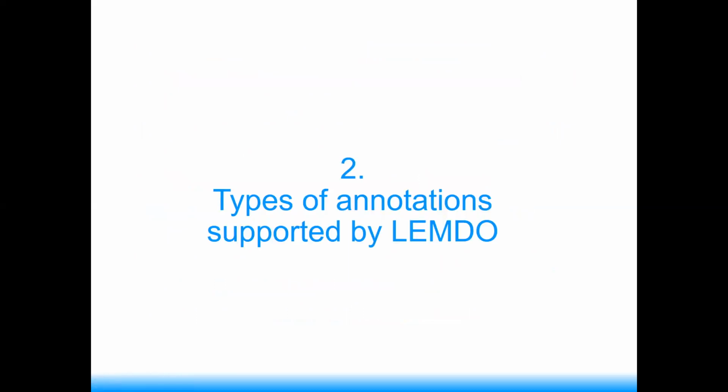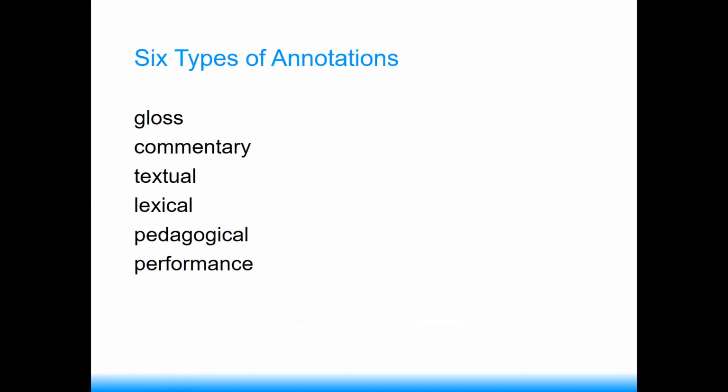So LEMDO's created a series of types of annotations that aim to make it possible to do those types of things. We have 6 types of annotations. It's a taxonomy argued over and thought through and eventually agreed upon by a number of people on the editorial side. The gloss, the commentary, the textual note, the lexical note, pedagogical note, and performance note. And I'll go through each of these in more detail.